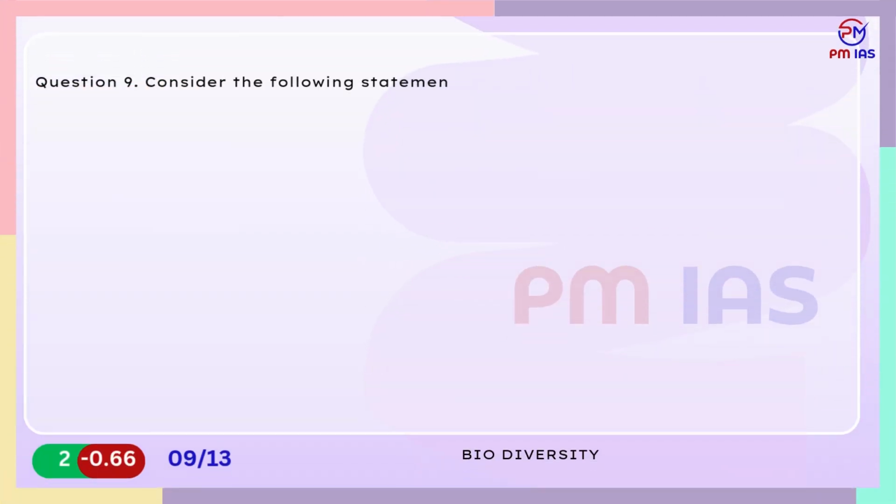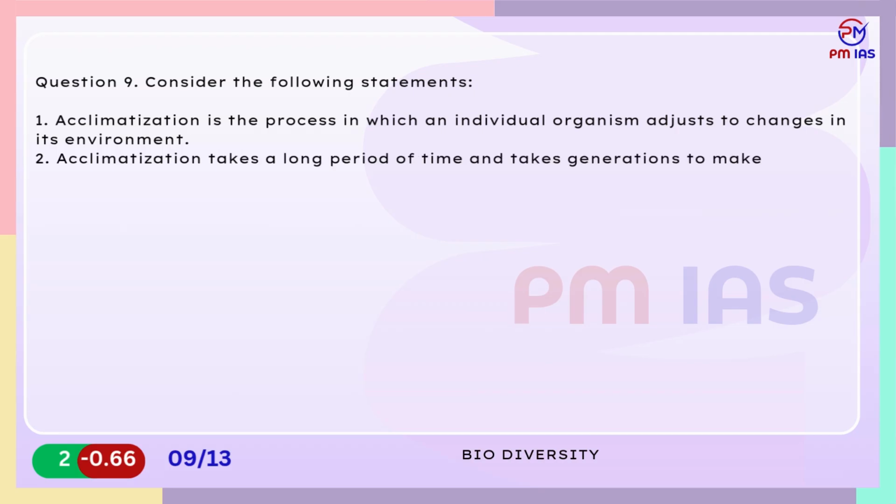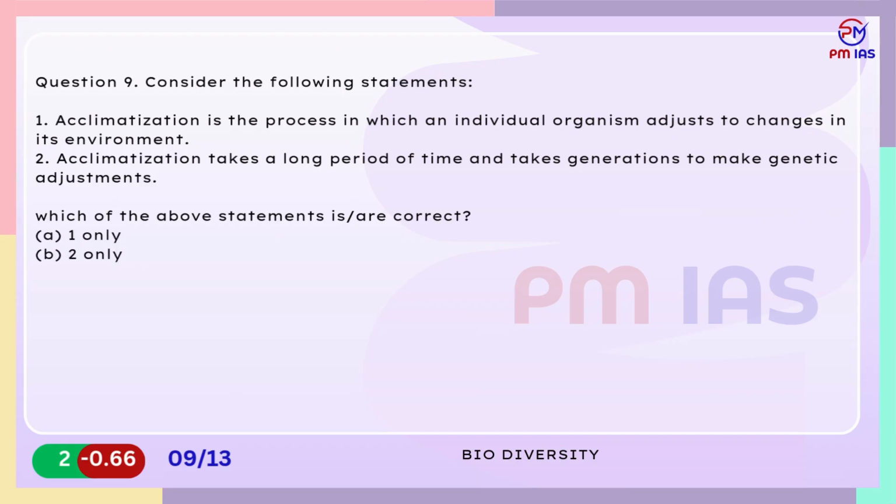Question 9. Consider the following statements. 1. Acclimatization is the process in which an individual organism adjusts to changes in its environment. 2. Acclimatization takes a long period of time and takes generations to make genetic adjustments. Which of the above statements is correct? A. 1 only. B. 2 only. C. Both 1 and 2. D. Neither 1 nor 2.